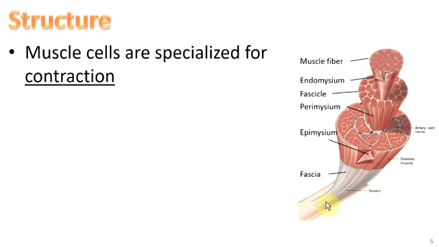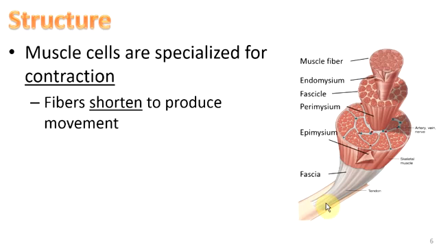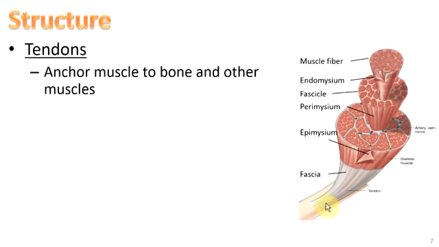Muscle cells are specialized for contraction, and muscle fibers can only do one thing: they can only shorten. That has some pretty strong implications that we'll talk about later. So let's talk about tendons. Tendons anchor muscle to bone, or they anchor muscle to something else, essentially muscle to muscle. They're usually round, but not always.